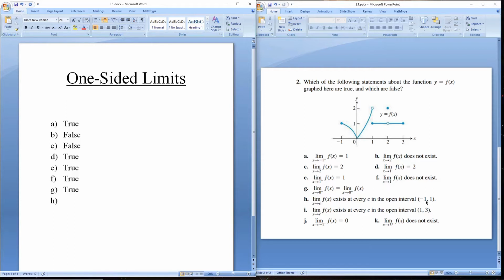How about h? H is asking for a two-sided limit. Does this limit exist at every point in the open interval -1 to 1? So here's -1 to 1. And remember, the two-sided limit and the one-sided limit always exist on a solid connected line. So from -1 to 1, we are on a solid connected line. So yes, the limit exists everywhere in this open interval, and so h is true.